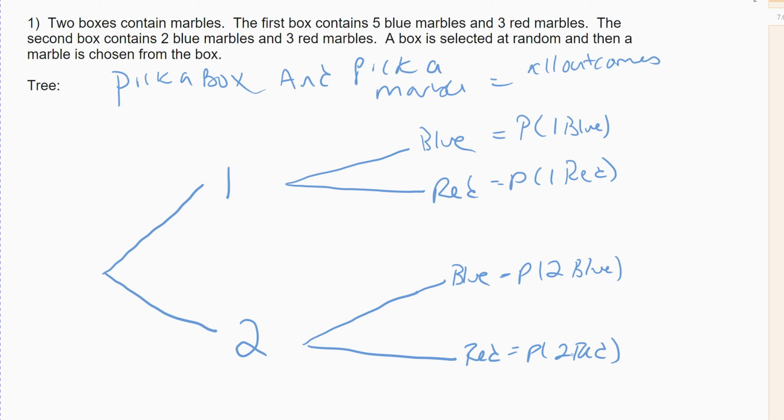So the first option is picking a box. Well, I've got box 1 or box 2, and it's like flipping a coin, right? I've got a 1 in 2 chance of getting box 1, so I've got a 50% chance of getting box 1, so 0.5, and I've also got a 50% chance of getting box 2, so 0.5 for both of those.